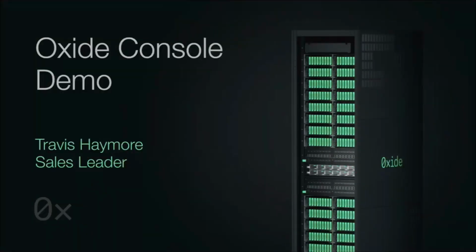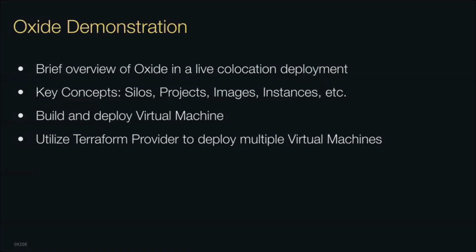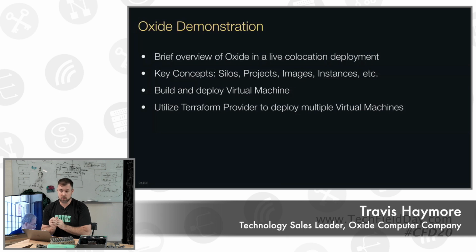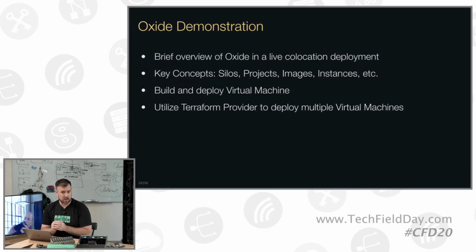As Steve mentioned, as tangible as the hardware is and as fun as it is to talk about everything under the hood, the software is really cool as well, and I want to walk you through some of the basics of it. So in the demonstration, I'm going to go through a little bit of an overview of the colocation environment, which is where we have our rack deployed, and then I'll go through some of the key concepts that are important to us around multi-tenancy, projects, virtual instances, et cetera, and then I'll actually build and deploy a VM and use the Terraform provider as well. If there's any questions along the way, please stop me.